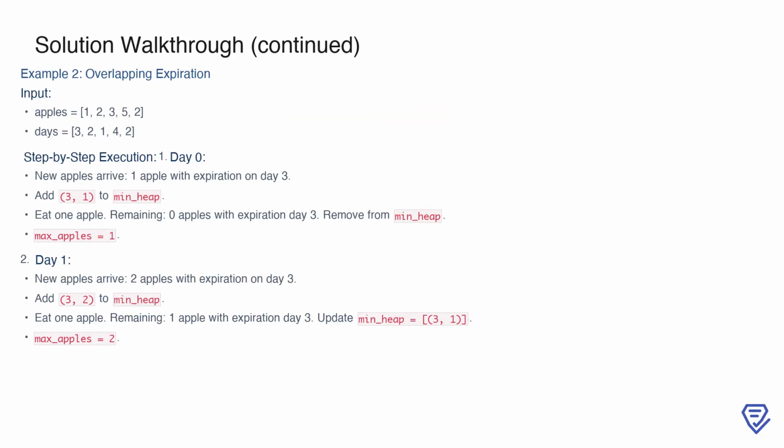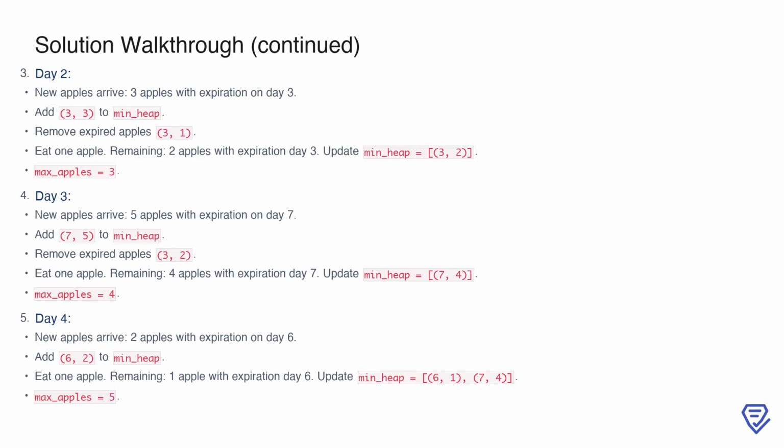In this example, we introduce overlapping expiration days. On day 0, we receive one apple that expires on day 3. This is added to the heap as (3, 1). After eating, no apples remain, so this entry is removed from the heap, leaving it empty. The total apples eaten is 1. On day 1, 2 new apples arrive with an expiration of day 3. These are added as (3, 2). We eat one apple, leaving one in the heap, which is updated to (3, 1). The total apples eaten becomes 2.